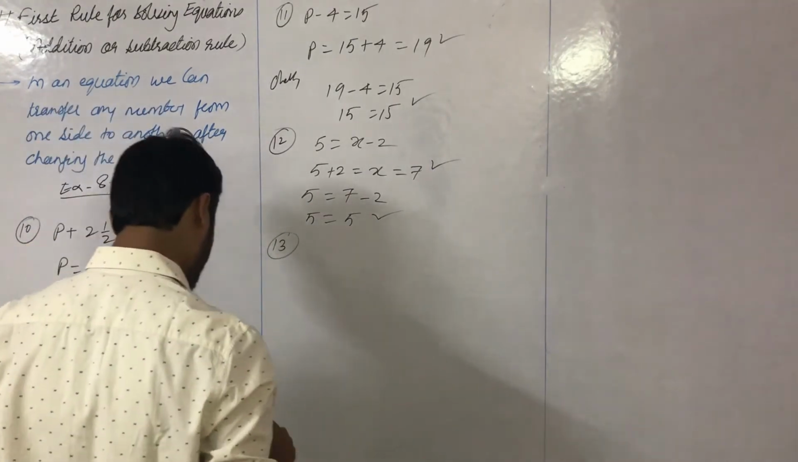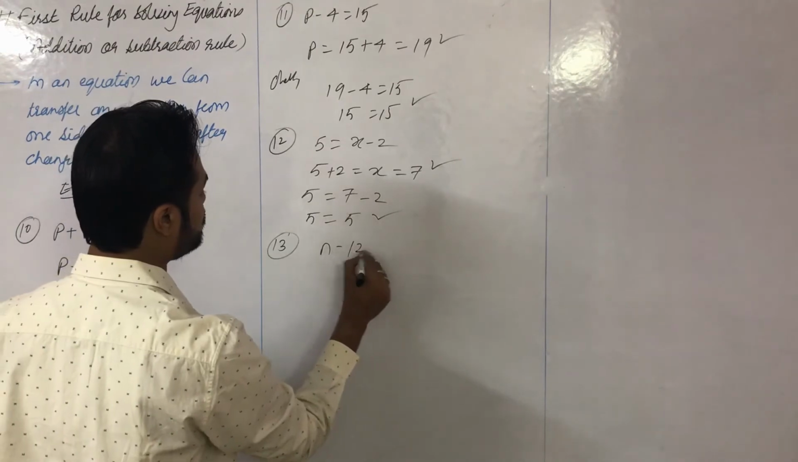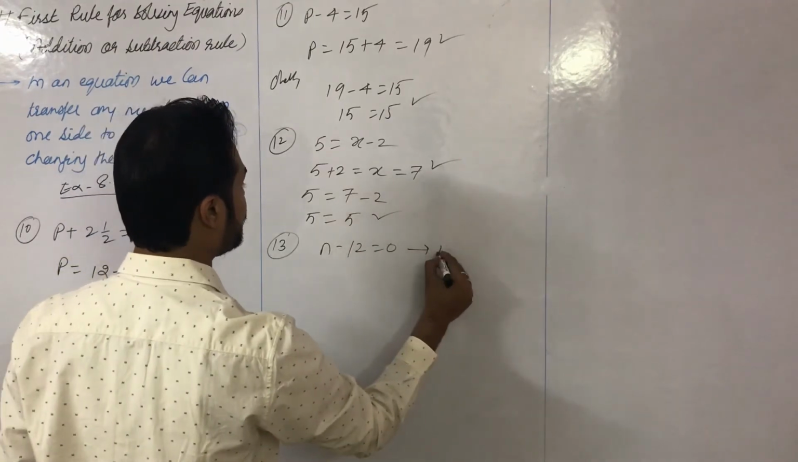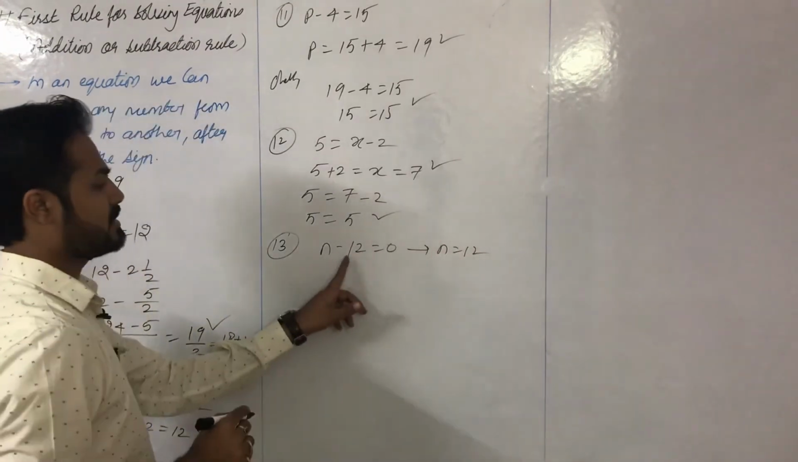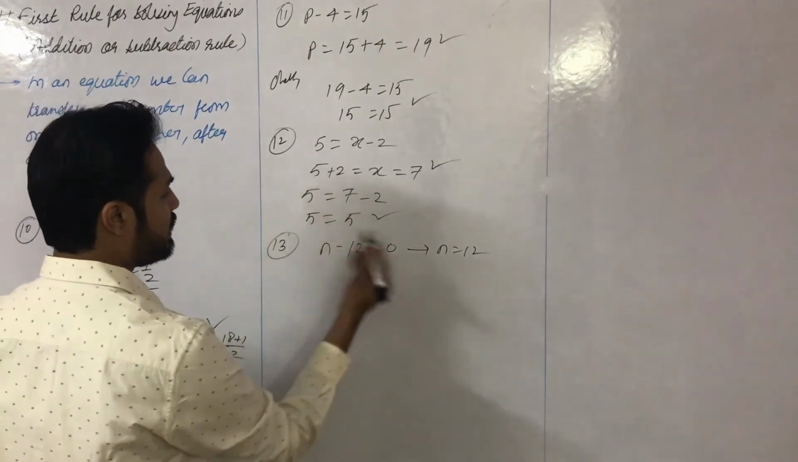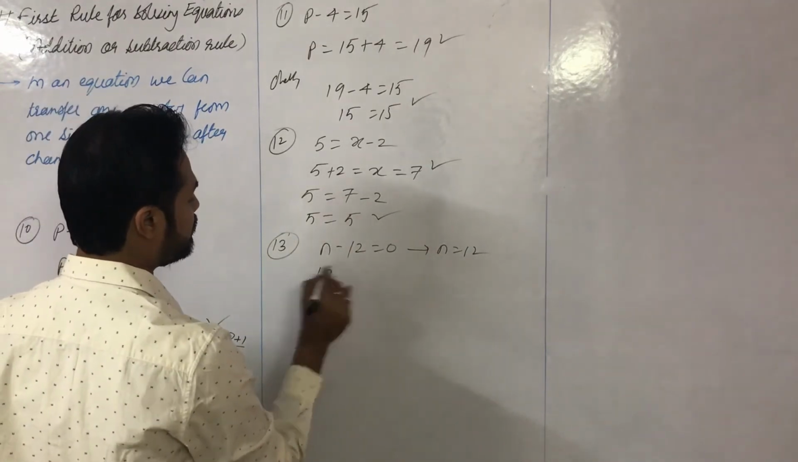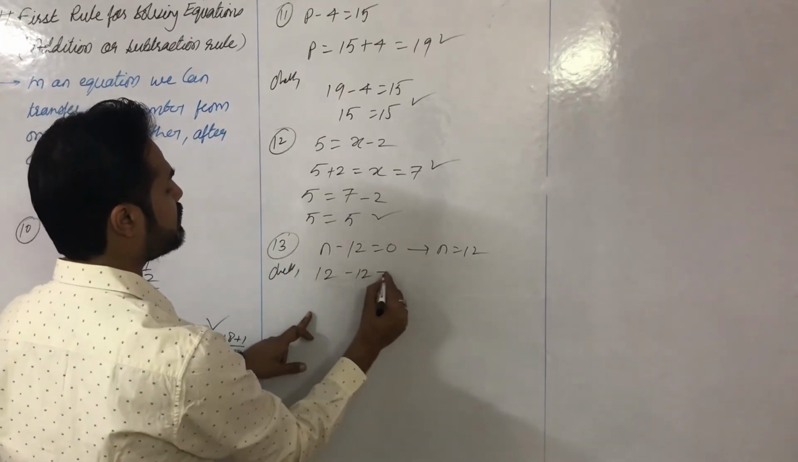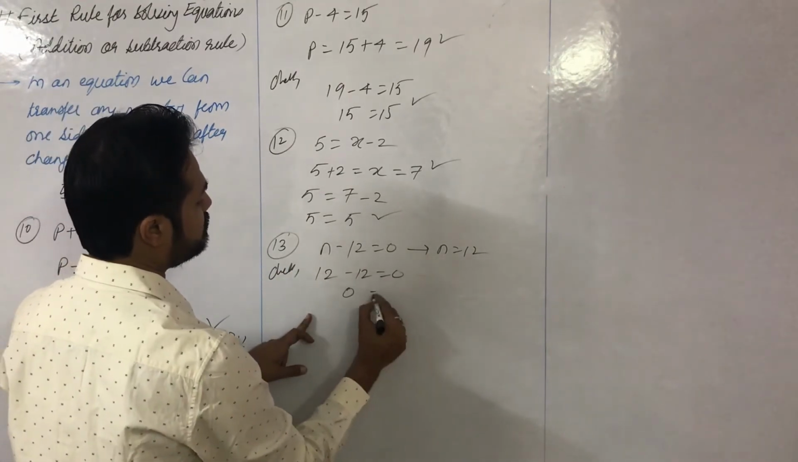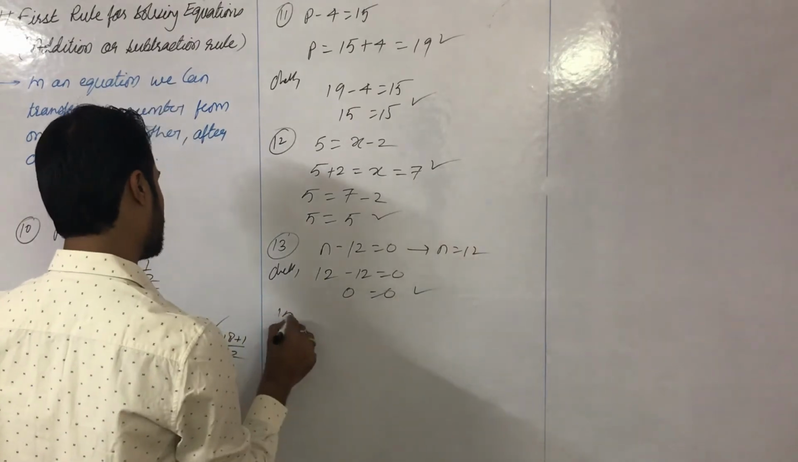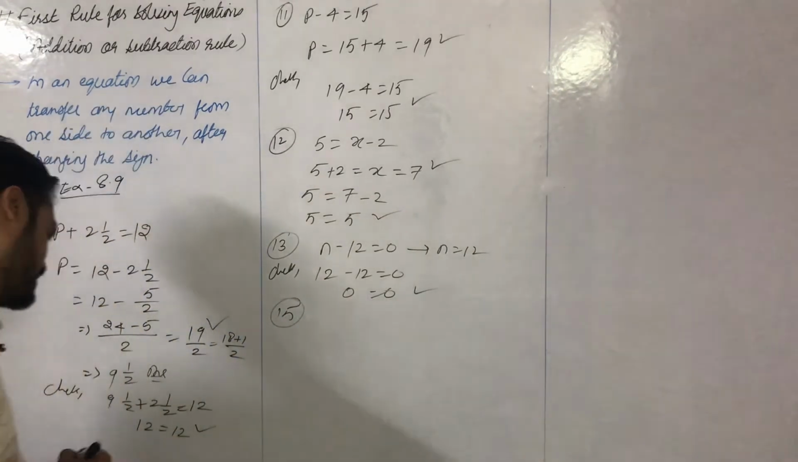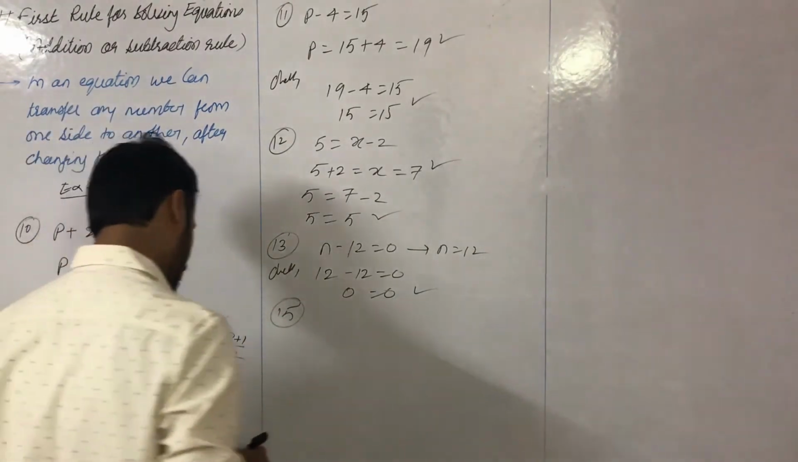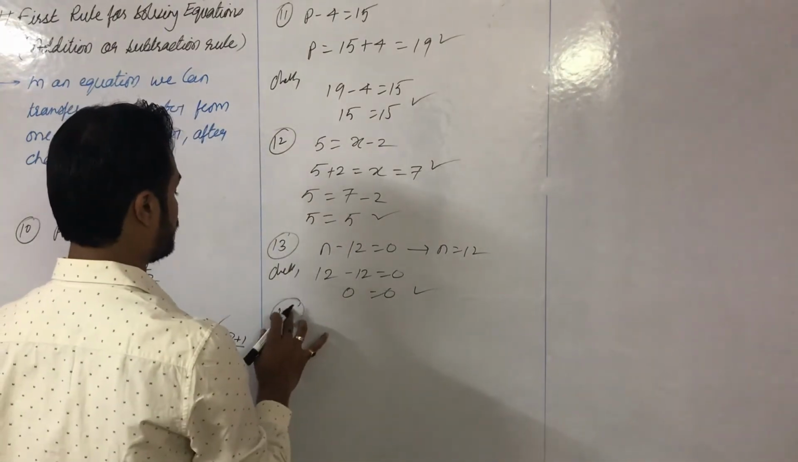Then 13th question, n minus 12 equals 0. So the value of n is 12. We can just change the place. And then for check, we can put the value: 12 minus 12 is 0, equals 0. Yes, it is correct.